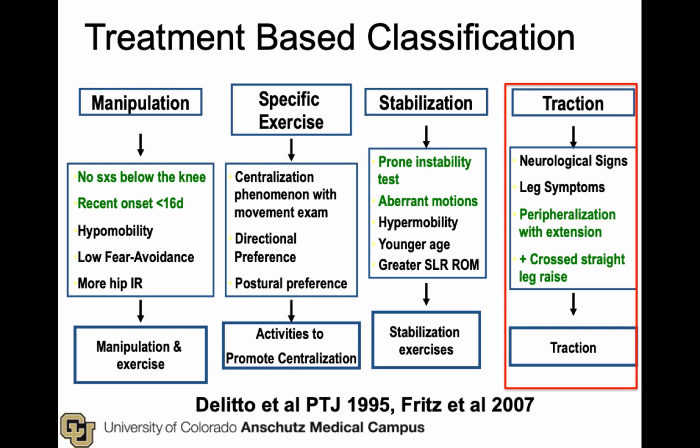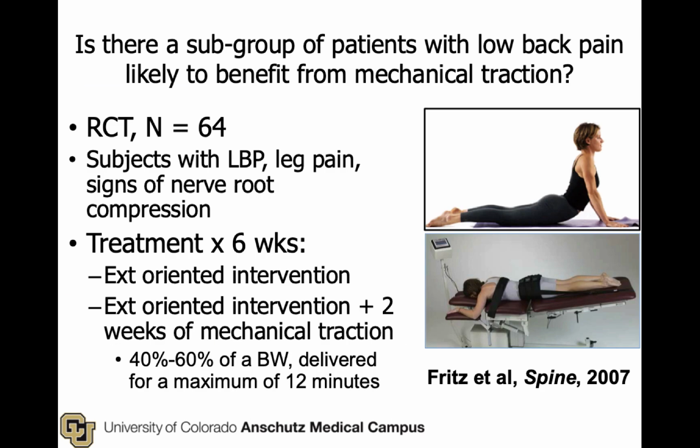And then the other findings that I'll talk about is a study she did where she found that individuals that peripheralized with extension or had a positive straight leg raise tended to do better with traction in the short term. So this is the study looking at traction. It was 64 patients with signs of nerve root compression, as well as back pain and leg pain.